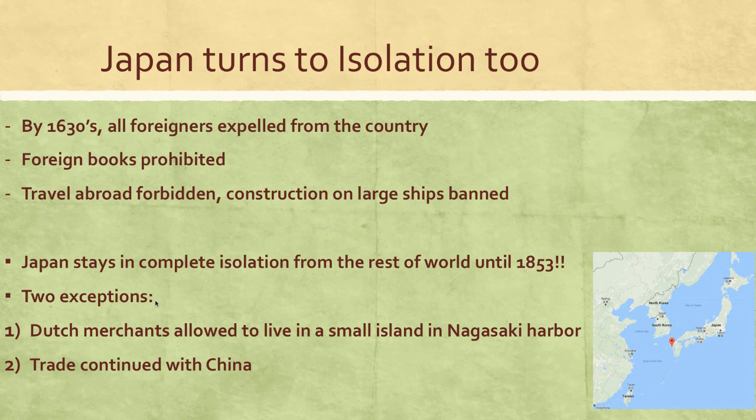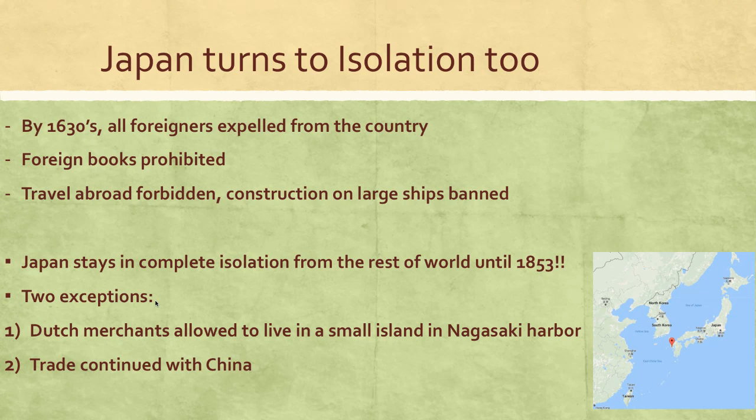Japan is going to turn to isolationism just as China does. And they're going to do this because, again, like China, they have a resistance to foreign cultures coming into their country. Japan is going to do this, and it falls under culture, but they're going to do this for religious reasons. They don't like that Christianity has permeated into their country so much. And in the 1630s, all foreigners are expelled.